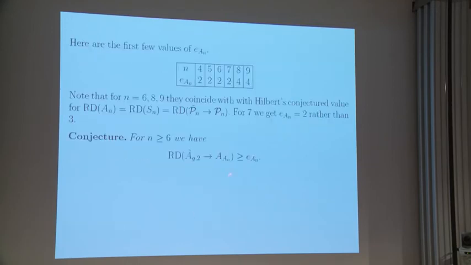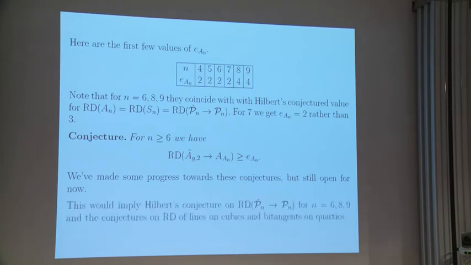Okay. And so the conjecture is actually for n greater or equal 6, you have this is also a bound for the resolvent degree of that cover. And so in particular, it would be a lower bound for the resolvent degree of AN itself. So we have some kind of progress towards this, but it's still open. Right, so this would imply the conjecture for 6, 8, 9, and the conjectures on cubics and bitangents that I explained before.